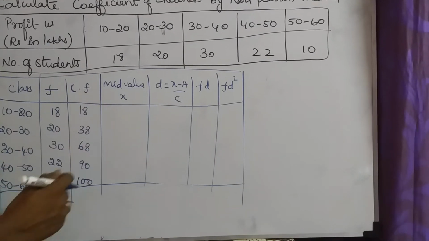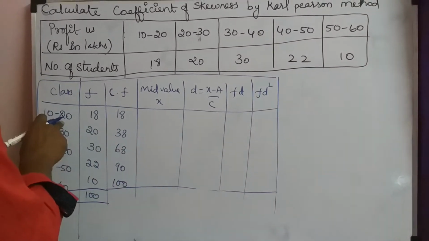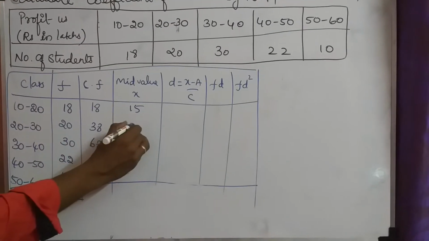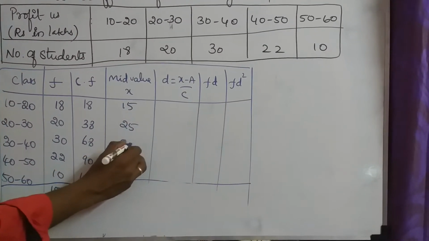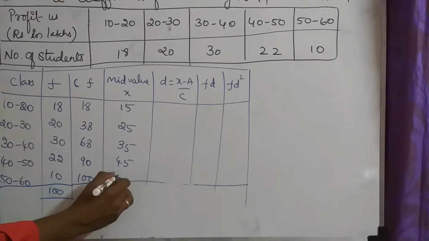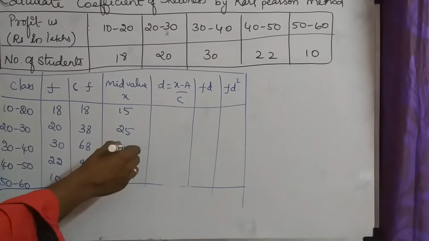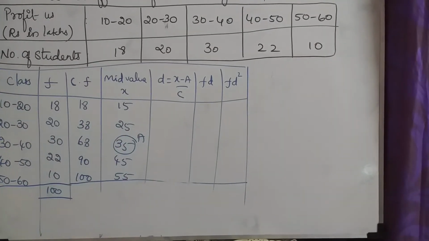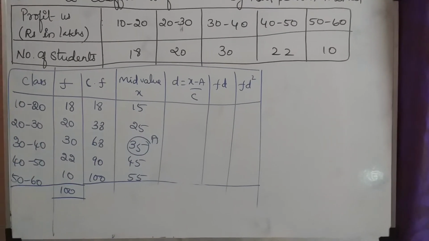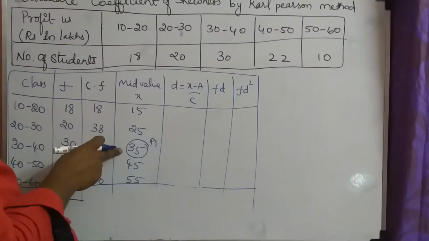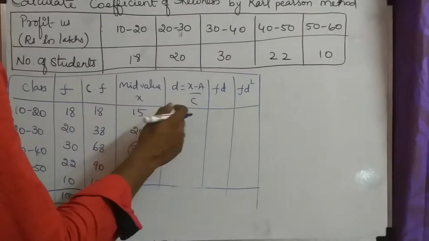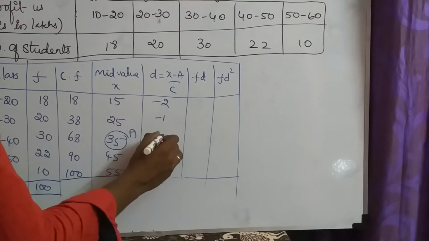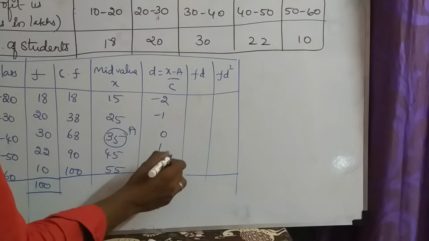Next, the mid values. 10 plus 20 is 30, by 2 is 15. Increasing by 10, the next values are 25, 35, 45 and 55. Next, assign the middle value as A. The middle value among the mid values is 35, so assign A equal to 35. Next, D: 15 minus 35 is minus 20, divided by 10 is minus 2. The next value is minus 1, then 0, 1 and 2.